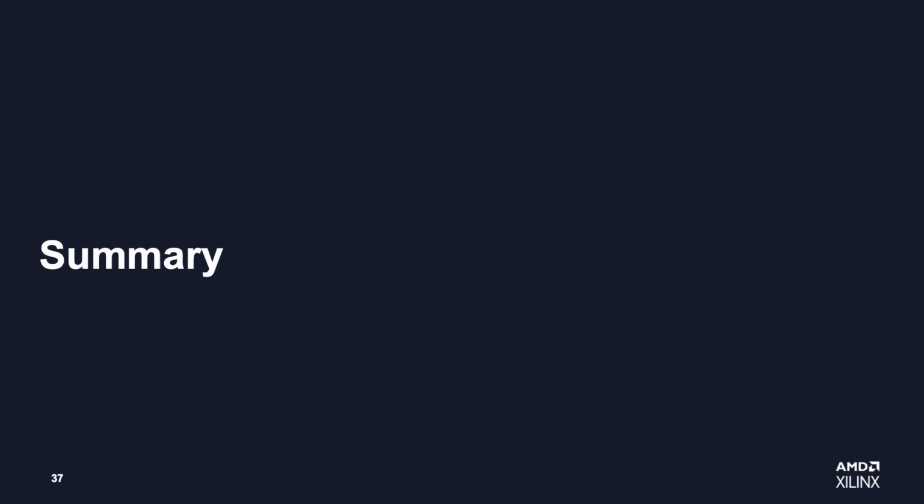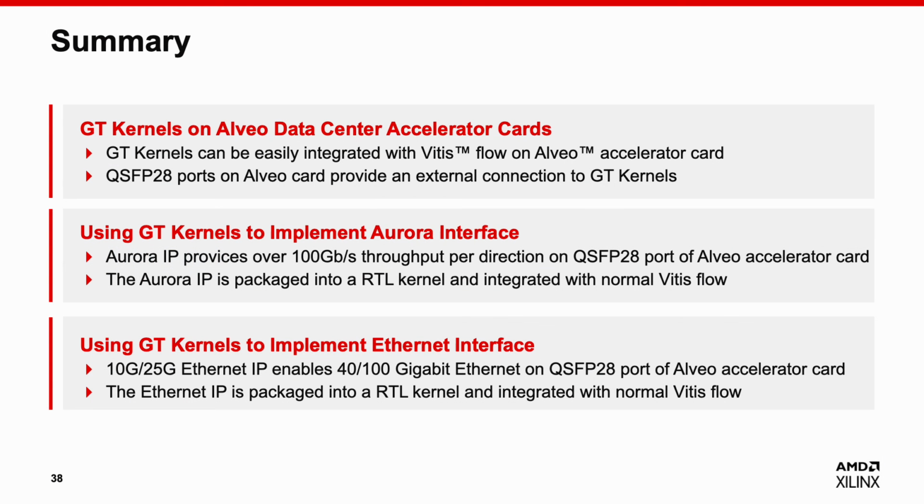Now let's have a brief summary here. First, you can see that the integration of GT kernels on Alveo data center accelerator cards with Vitis is very simple. We just use the standard Vitis Flow with RTL kernel to finish this. The QSFP ports on Alveo card provide the external access to the GT kernels. With GT kernels on Alveo cards, you can implement both the Aurora protocol and the Ethernet protocol with mature IP provided by Xilinx or AMD.